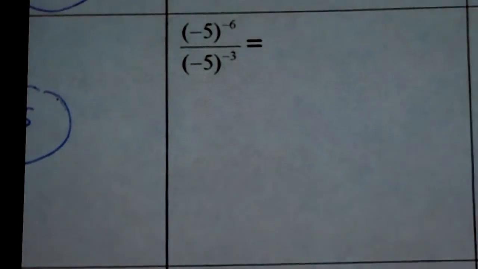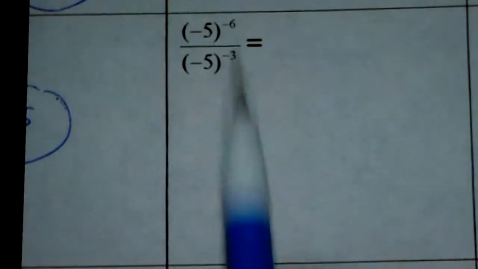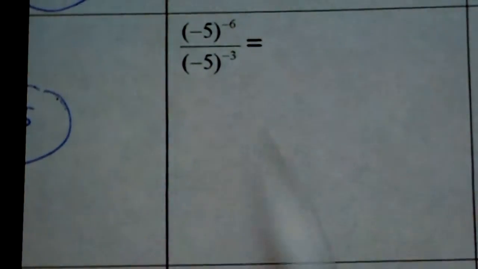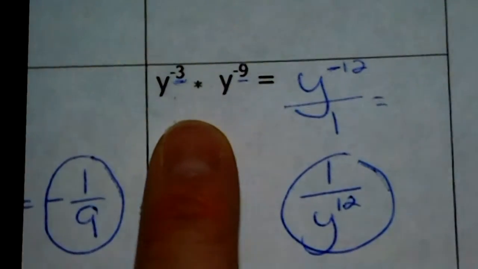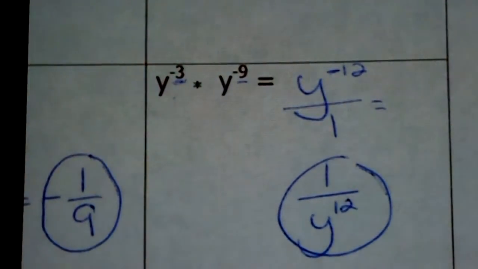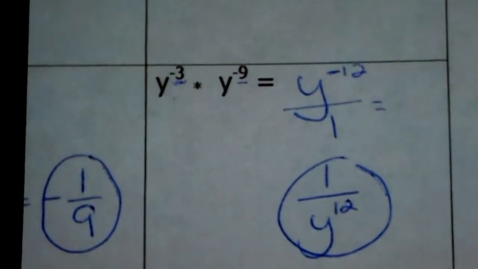Now, what do we do? Now maybe you're thinking, well, this could go to the top and this could go to the bottom. Yeah, but do you see how you're dividing the same base? When we had the problem where we were multiplying the same bases, didn't we first simplify that by using our product rules, our product property? We brought over the base, added the exponents.